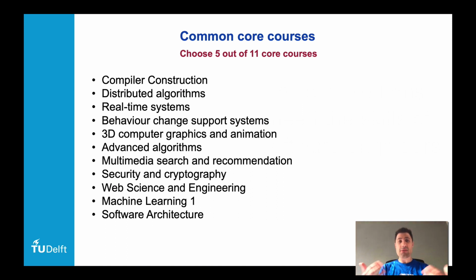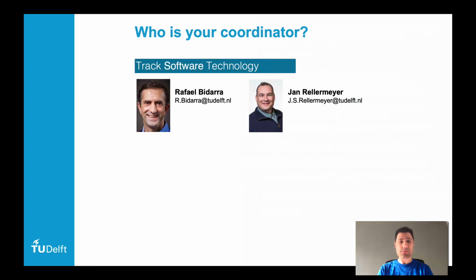So this is actually one of the advantages of our master's program, if you ask me, the number of different courses we offer to you. And these are only the common core courses, because we also offer a lot of computer science courses on lots of other topics, but we get there. So you have to choose 5 out of the 11 core courses there to compose your software technology master's program. All those tracks have coordinators that you can look for help or support if you need. And for the software technology track, the coordinators are Rafael and Jan.